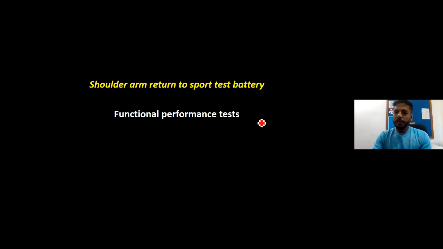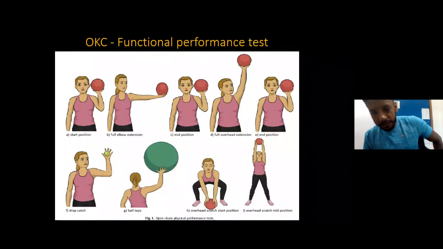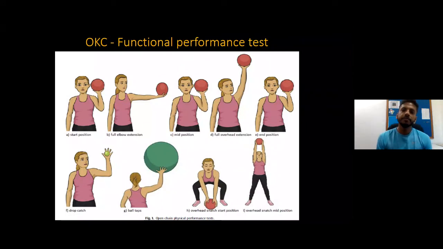But functionally, what do we do? Other than the patient reported outcome measures, we also use functional performance tests in order to decide when to send the athlete back to sport activity, in an athlete with shoulder issues. So there are certain functional tests. This is a recent article where they say we used a lot of functional tests. For example, you start from this starting position, then completely extend the elbow, then you can get back. These are open kinetic chain tests.